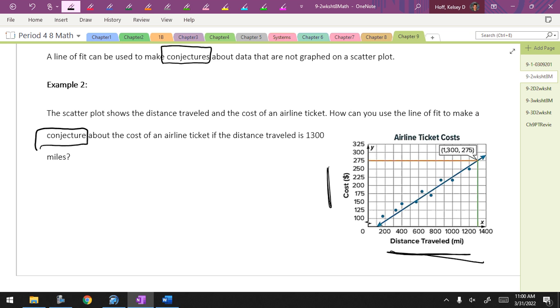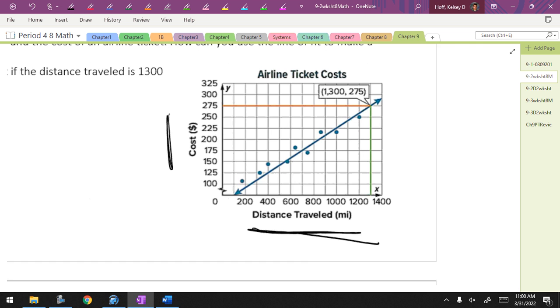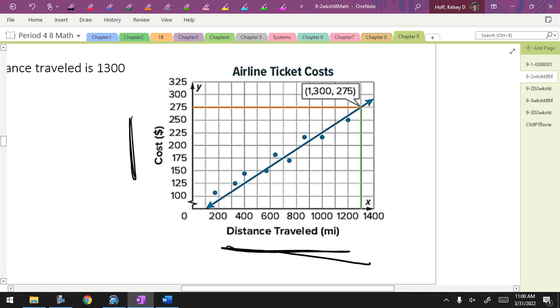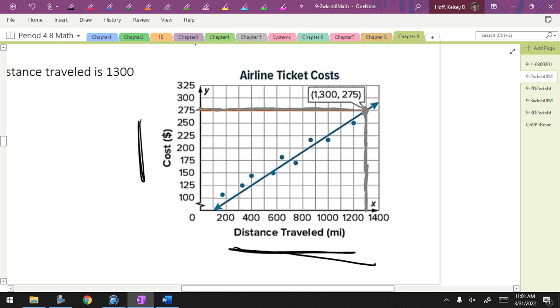So we know we have 1,300 down here. So if you look at your graph, it might be kind of hard to see on yours. They have 1,300 traced all the way up to this line. Where it meets the line, then they take it back to the y-axis, and you would say 1,300 miles. What do you know about it? It's going to cost $275.